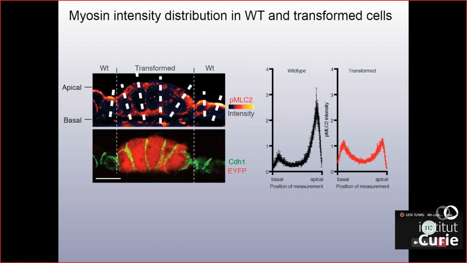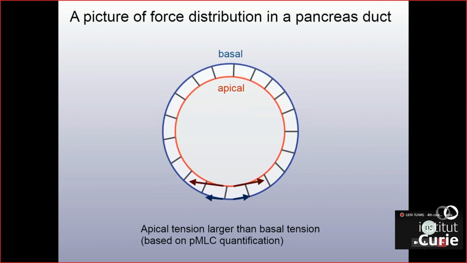In the wild type cells, most of the myosin is apical. In the transformed cells, there is a redistribution. The myosin goes basal, and the apical level decreases. So that gives a picture of the force distribution in this pancreatic duct, where the apical side of the tissue is facing the center of the duct. There is basal on the outside.